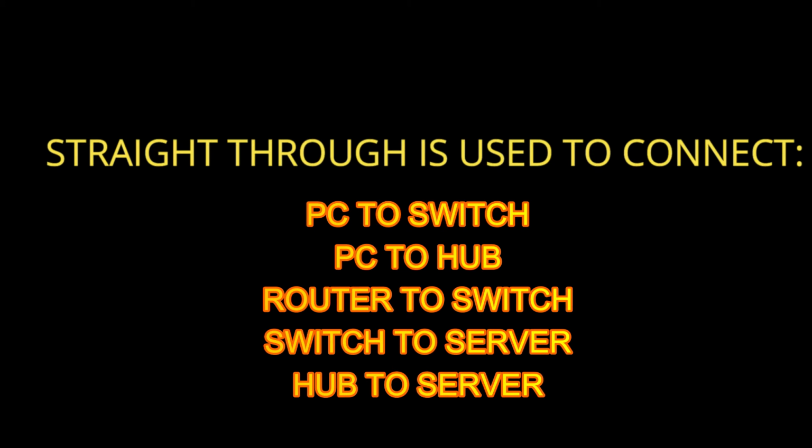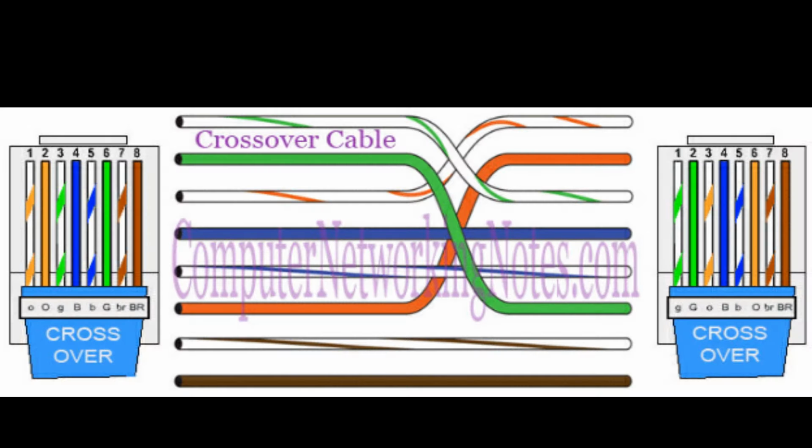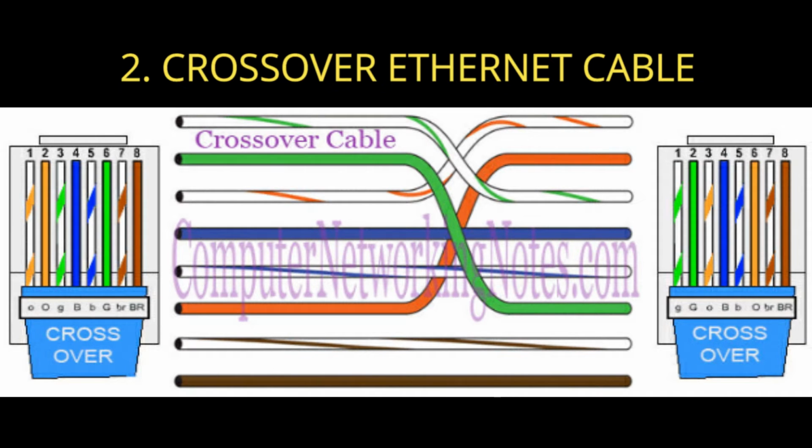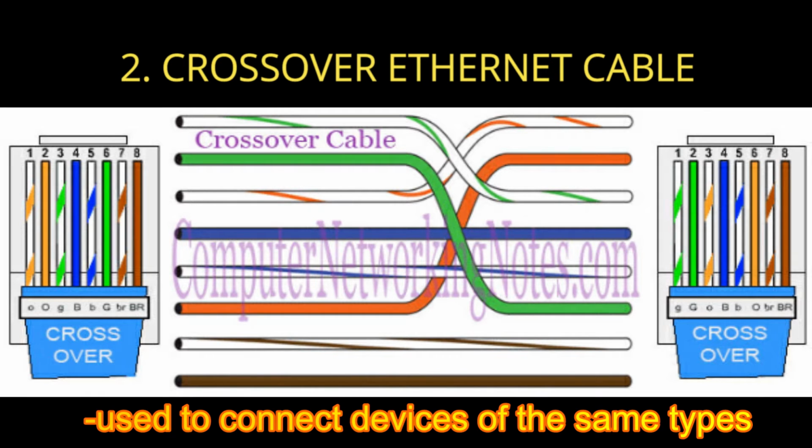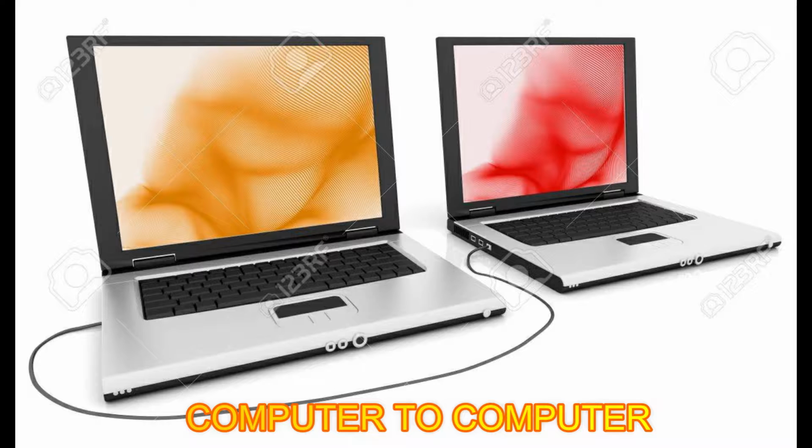A straight-through cable is used to connect the following devices. For example, PC to switch, PC to hub, router to switch, switch to server, hub to server. And the other type of Ethernet cable wiring is what we call crossover Ethernet cable. Crossover Ethernet cable is used to connect devices of the same types, or what we call similar devices. For example, computer to a computer.